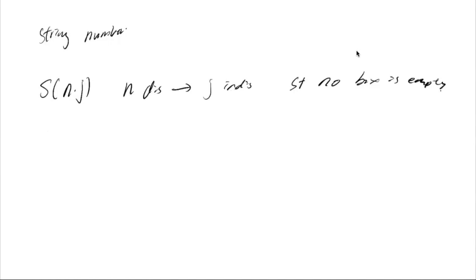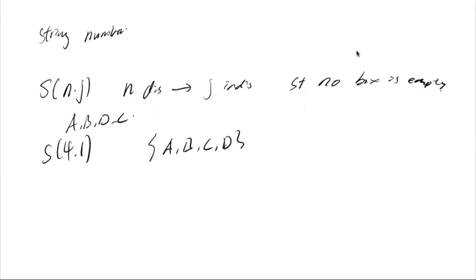So the idea is, for example, S(4, 1) means distributing 4 different objects, let's say A, B, C, D, into 1 indistinguishable box, and there's only one way to solve that, which is to put them all in that box. So that's just one way.